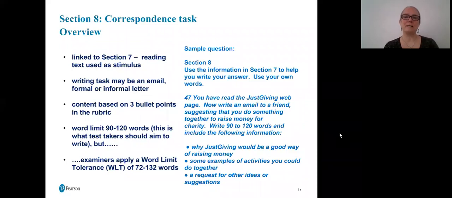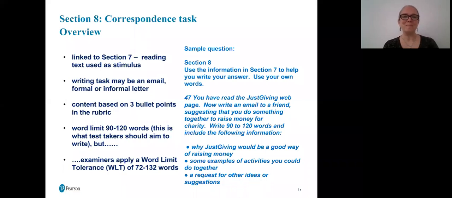So I've popped a sample question just over on the right of the slide for you to have a look at. Those of you who were in yesterday's session will remember the section 7 reading task that we looked at, which was about the online fundraising platform Just Giving. So this is the linked writing task to that. So section 8, use the information in section 7 to help you write your answer. We'll talk about what that means a little bit later on.